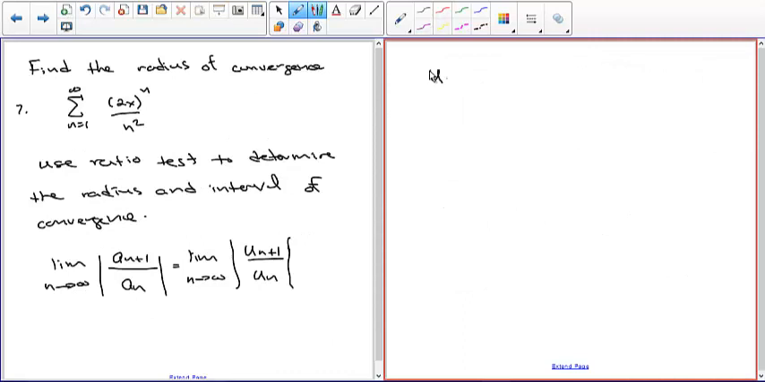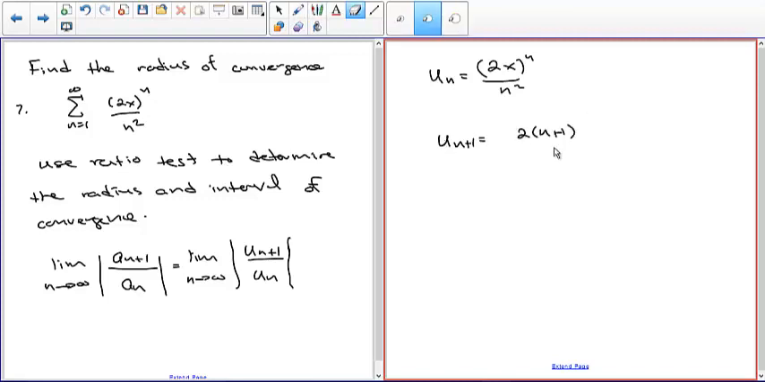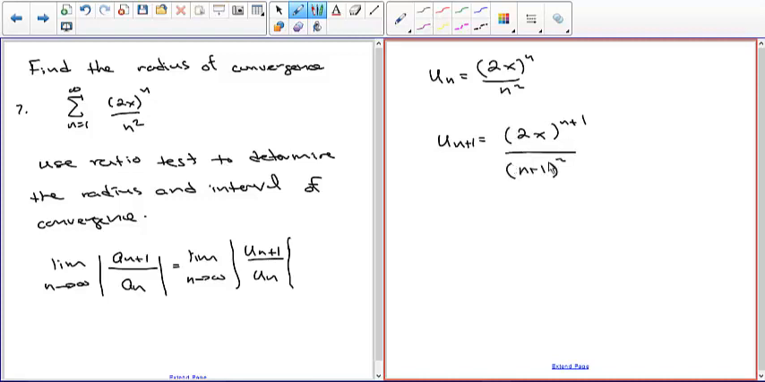So for our case, u sub n is just 2x to the n divided by n squared. And u sub n plus 1 is 2x to the n plus 1 divided by n plus 1 quantity squared. So you just substitute n plus 1 for n in the previous expression. And then you take the limit as n goes to infinity of that ratio.